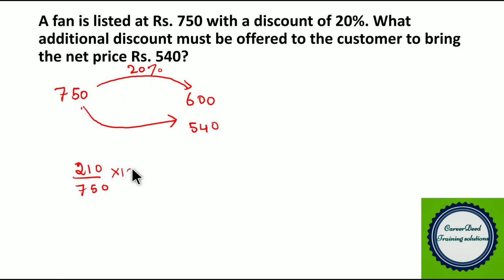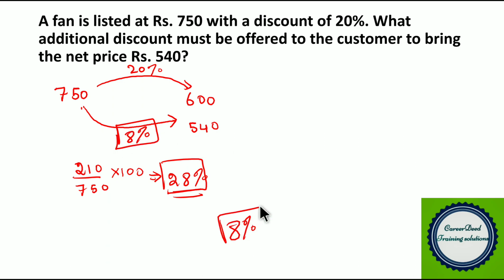So when we cancel this, how much do we get? While cancelling we get 28%, right? So 28% is the actual discount he has to give, but he is giving only 20%. Now you have to find the additional discount that must be offered. So additionally he has to offer another 8%, because he has to give 28%, but he gave only 20%. So he has to give an additional 8% discount to bring the net price to 540 rupees. So the answer for this question is 8%, right? Now question number 11.